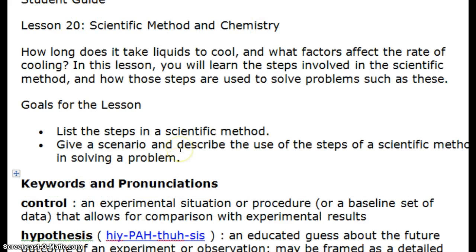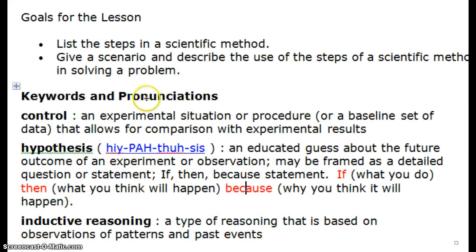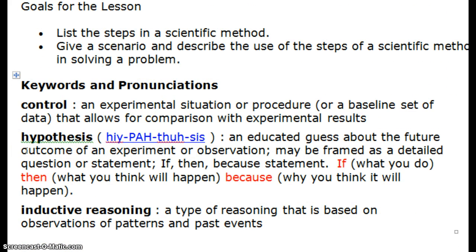So let's look at our notes. I left the beginning in, and we have a hypothesis. It's an educated guess about the future outcome of an experiment or observation. It may be framed as a detailed question or statement, like an if, then, because statement. So if, what you did, then, what you think will happen, because, why you think it will happen. Now, they didn't add the because, but I like to add it because I found that sometimes people hypothesize correctly, but they had the wrong reason, and that's just as important. So if, what you do, then what will happen, because why you think it will happen.